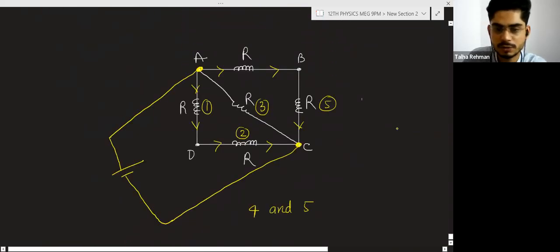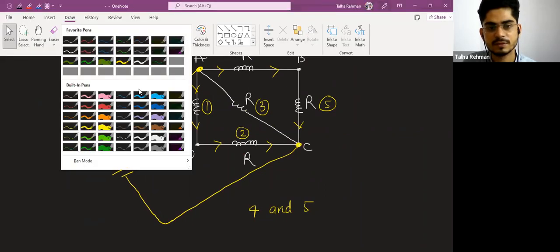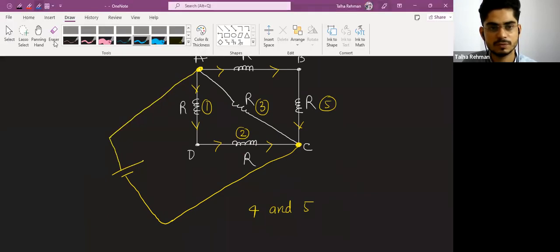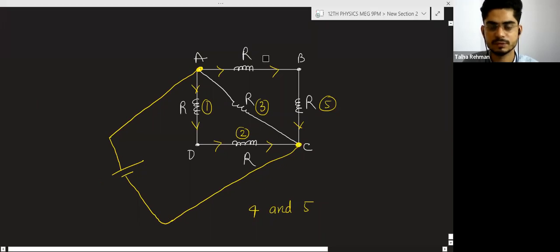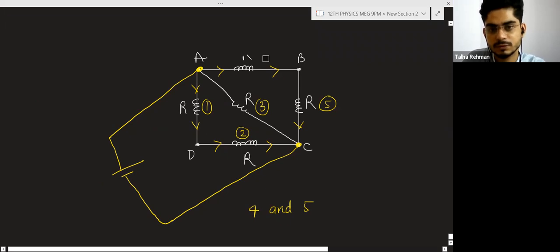So Hamza, now the equivalent of this and this is 2R. So what I will do, I will just remove this R and connect it via a single resistance. Actually my laptop is a little bit slow, that is why I'm getting some problem.